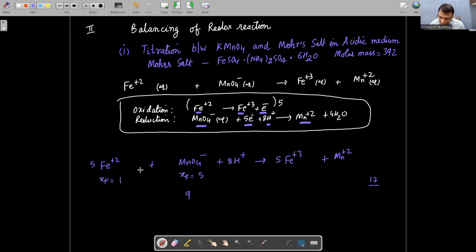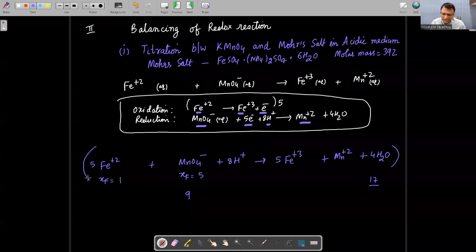Then we have to balance those atoms whose oxidation number is not changing, that is hydrogen and oxygen. On the left hand side, hydrogen is 8. So on the right hand side, we can add 4 water molecules. So this is the balanced reaction. 3 steps are there. First, we balance those atoms whose oxidation number is changing. Then we'll balance the charge. And then we'll balance those atoms whose oxidation number is not changing.